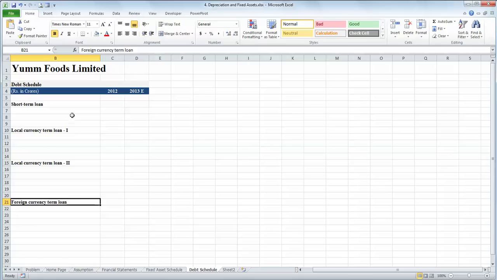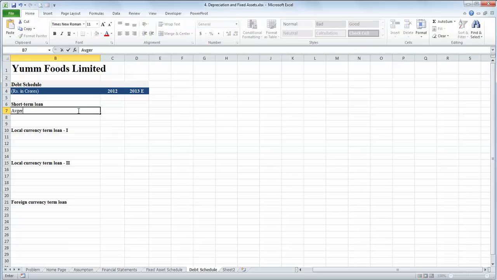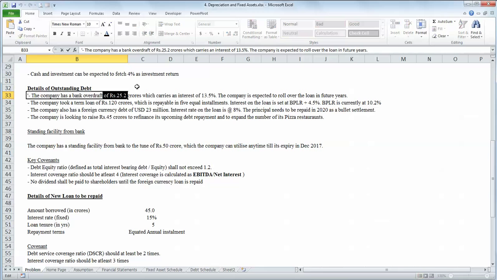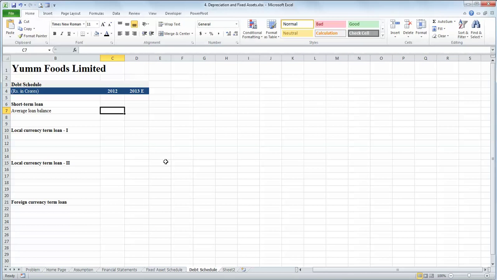Now, as far as the short-term loan is concerned, we discussed that the company does not have an obligation to repay a fixed installment on an annual basis. The amounts are deposited and withdrawn on a regular basis. So here, rather than building a detailed model, what we would assume is an average loan balance for the company. The average loan balance in 2012, if we take the year-ending balance, was 25.2 crores. So let us capture that amount in our model.